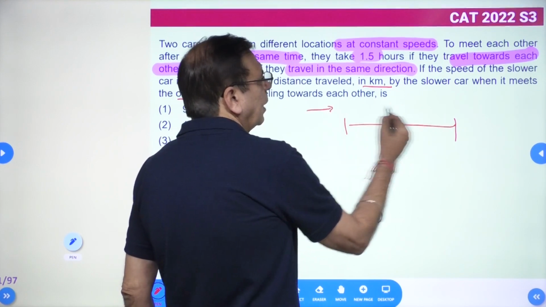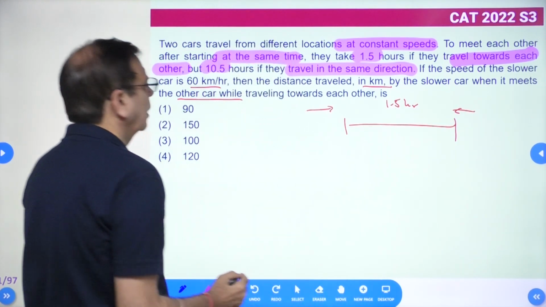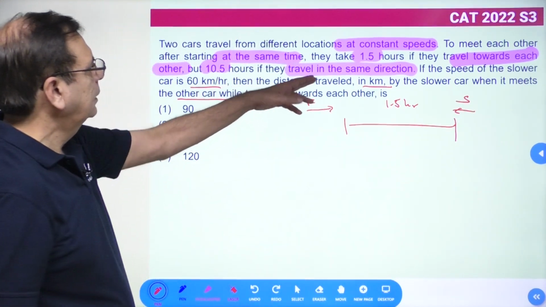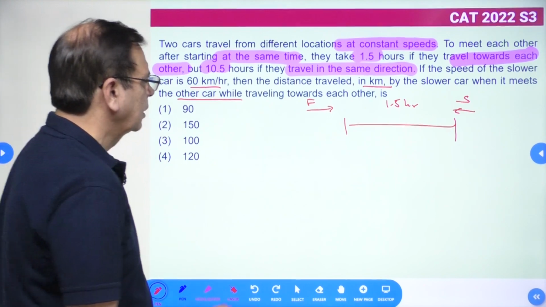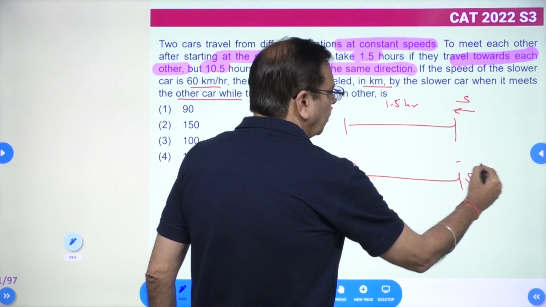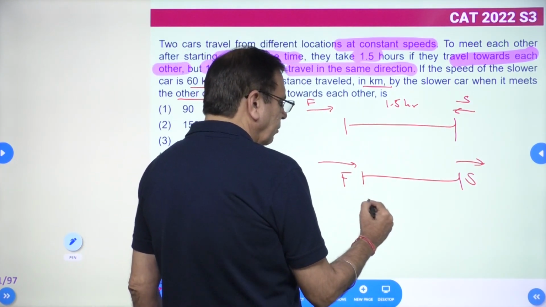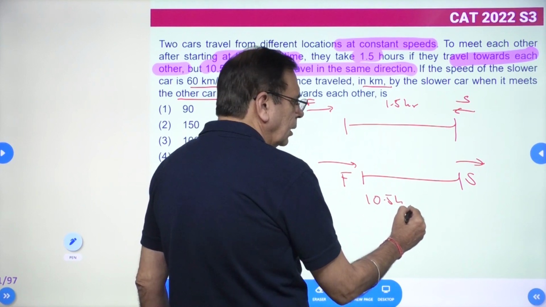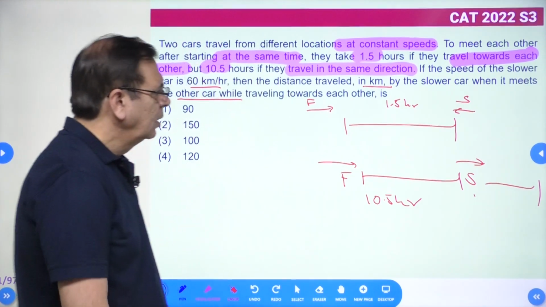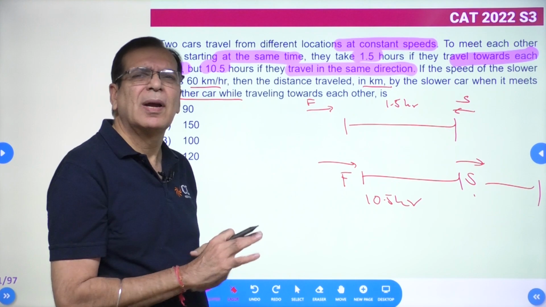It says that when they are coming towards each other, they meet after 1.5 hours. Let me say this is the faster car and this is the slower car. They take 1.5 hours if they travel towards each other. But if both the cars are moving in the same direction, the faster car will take 10.5 hours to catch up with the slower car. Obviously they will meet somewhere ahead. So you might think: find both speeds, find the distance, there is a lot to do, but look at the question.